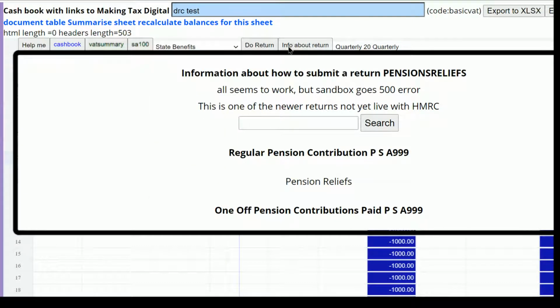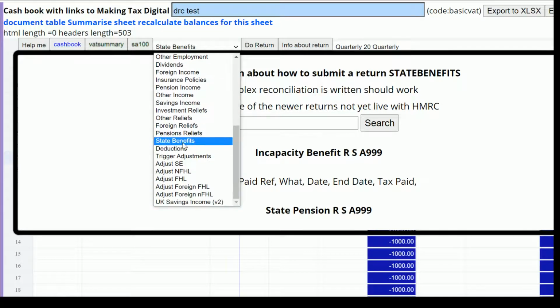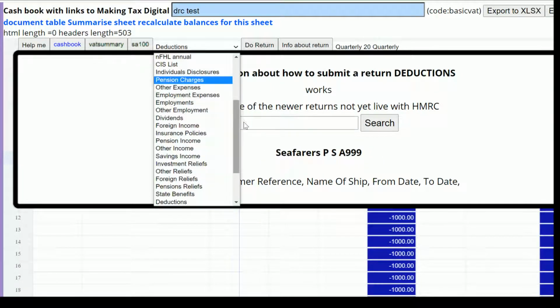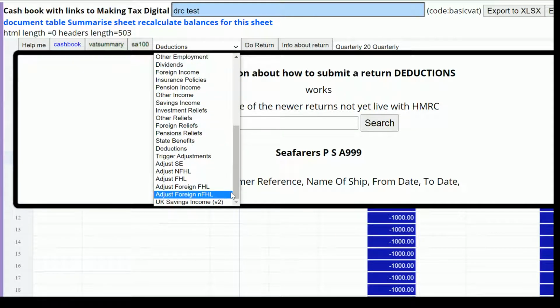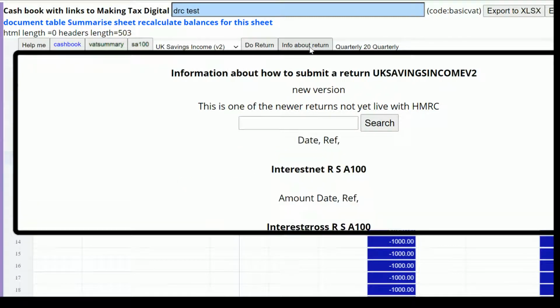State benefits, again, this is one that's reconciled, so you compare the figures you have for state benefits to those with HMRC. We do an automatic reconciliation for that as well. Deductions, which we looked at earlier. And then there are the other ones right down the bottom, which are to do with the annual adjustments. And finally, UK savings income. Again, we're providing information by the details of the bank account, so what interest you received on each bank account.